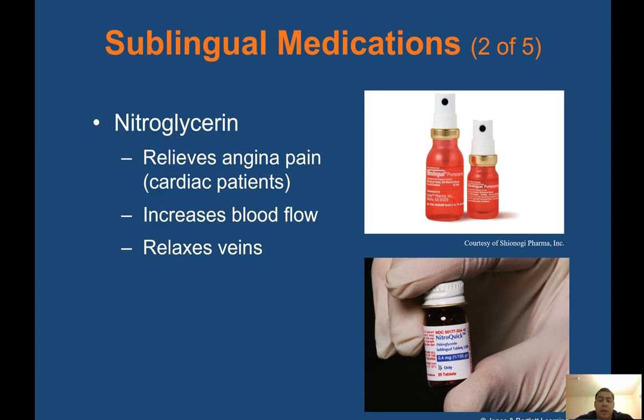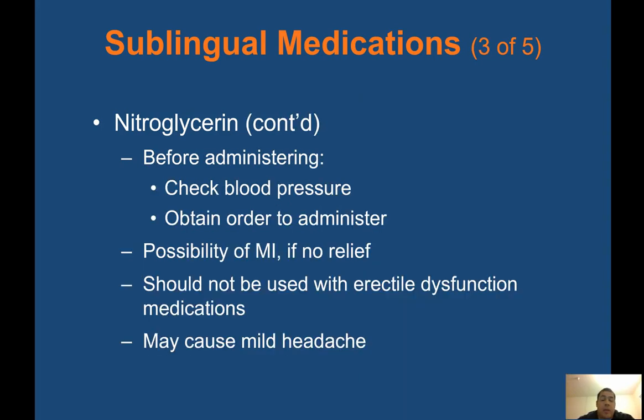If the medication's expired, are you going to give it to them? No, you're not going to give a patient any expired medication. That's a contraindication. So before administering, check blood pressure, obtain order to administer. So you're always checking vital signs. You want to check vital signs before you start giving patients medications, especially medications that could drop a patient's blood pressure. So in our county, it's going to be 110 blood pressure, a minimum that we have to have for a patient before you give nitroglycerin.